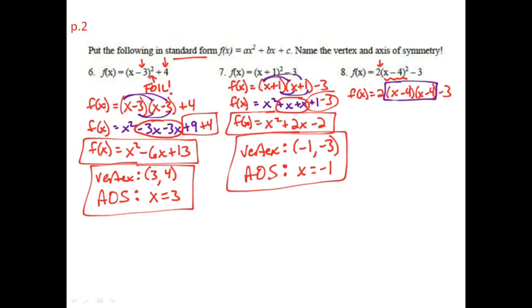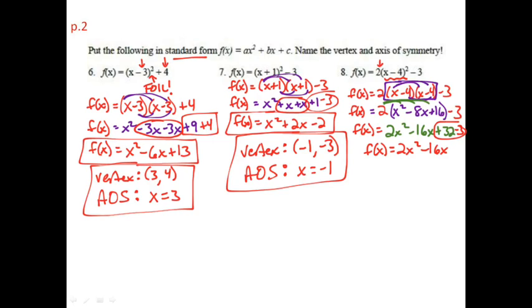So I'm going to start with FOIL, which is going to give us our x squared minus 8x plus 16. Remember, there's our x squared, a negative 4x, and negative 4x. That gives us our negative 8x. And then negative 4 times negative 4 gives us the 16. Now that we've foiled, we want to multiply everything by 2 and then subtract the 3. So here, using our distributive property, we're going to have 2x squared minus 16x plus 32, and then subtract that 3. All that's left to do is combine like terms. In standard form, we have f(x) equals 2x squared minus 16x plus 29.